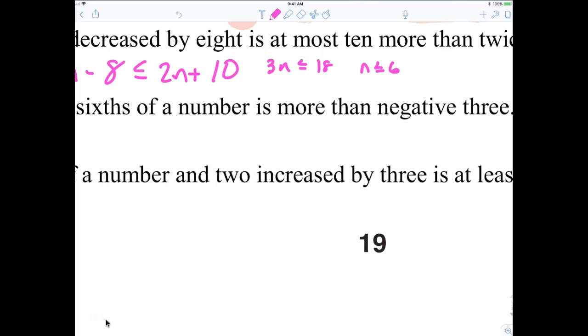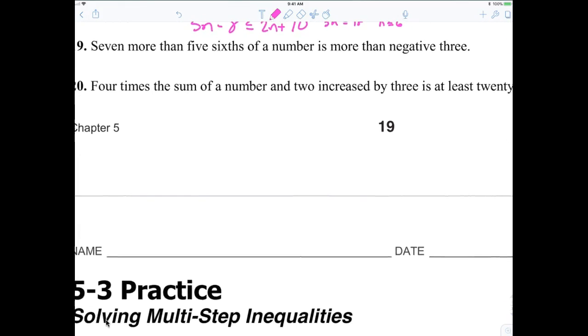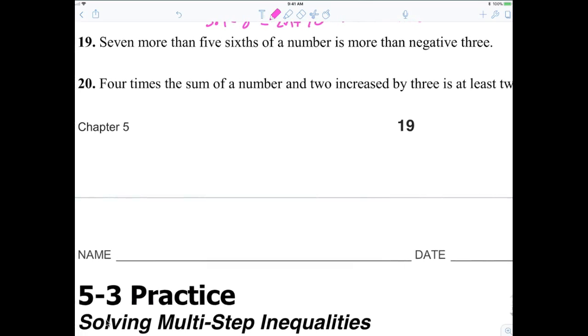All right. Here we go, guys. 7 more than is what? Plus 7. And then 5/6 of a number. 5/6n, yes. Is more than negative 3. Is everybody happy with that? All right, that's it. And now we do what?